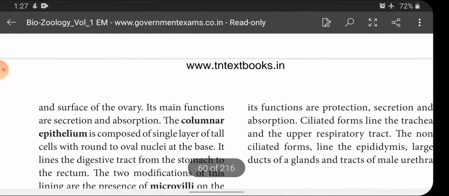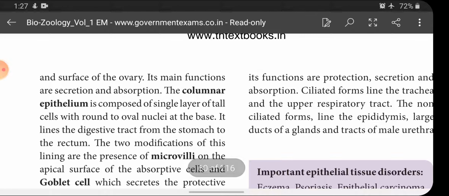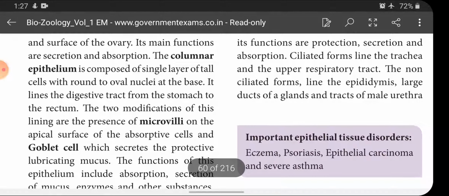Its main functions are secretion and absorption. The columnar epithelium is composed of a single layer of tall cells with round to oval nuclei at the base. It lines the digestive tract from the stomach to the rectum. The two modifications of this lining are the presence of microvilli on the apical surface of the absorptive cells and goblet cells, which secrete mucus for a protective, lubricating function.